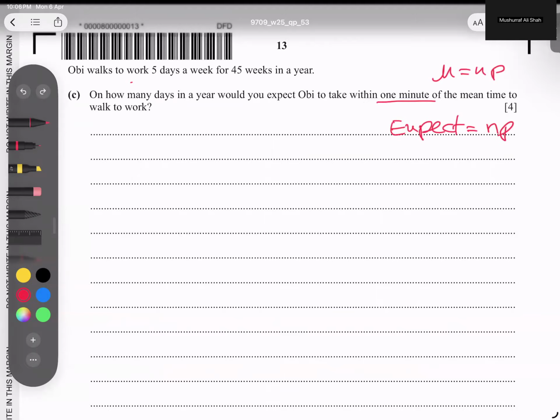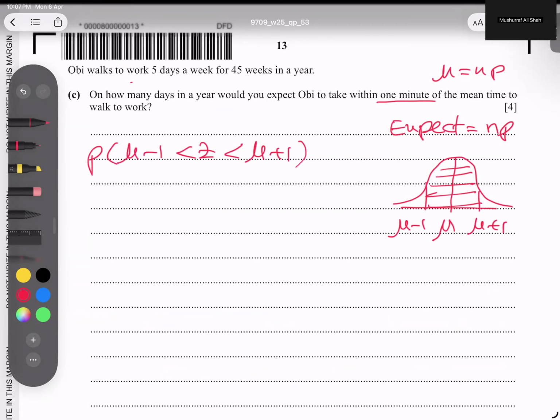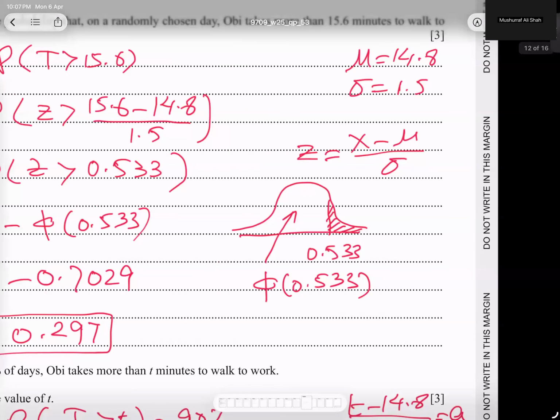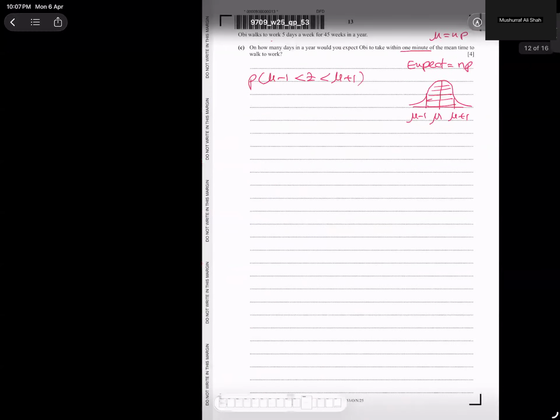How do we express it in the bell shape? This is the mean, the middle line. Within means mean plus 1 and mean minus 1. So the middle area. So how to write it? Mu plus 1 and mu minus 1. Okay, now let's see how we can deal with it from here. Let me check what the mean is. I forgot the numbers: 14.8 and 1.5.